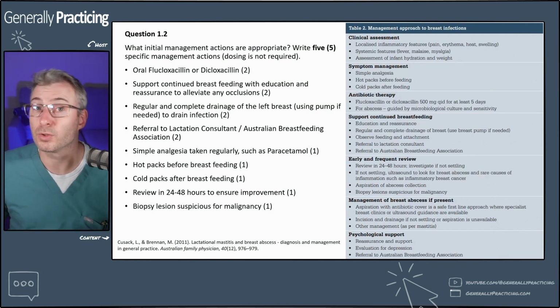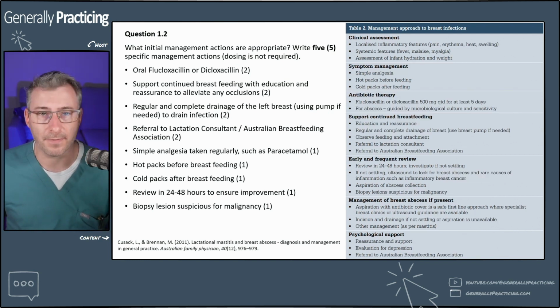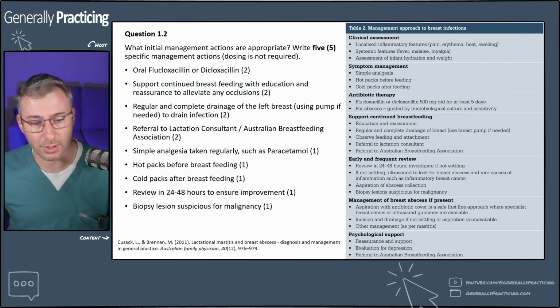So what initial management options are appropriate? Write 5. Fantastic, because for mastitis there is a heap of things. Now if this isn't something you're familiar with or something that you've seen much in clinical practice, I'd recommend having a look at this paper here from 2011 from Australian Family Physician.